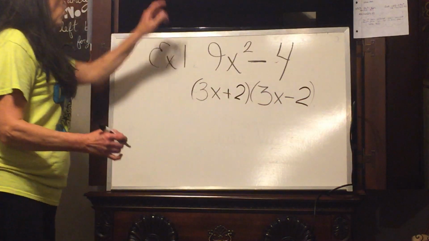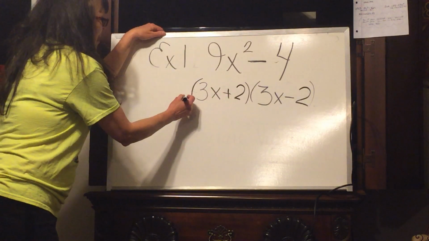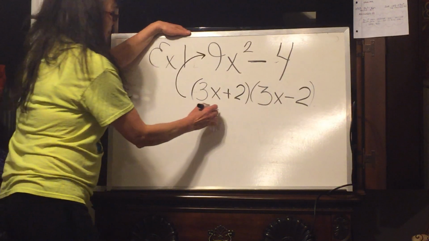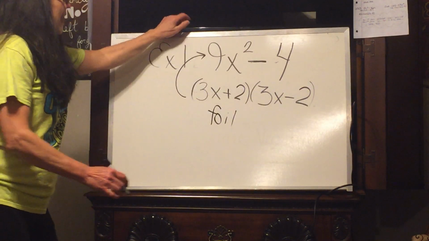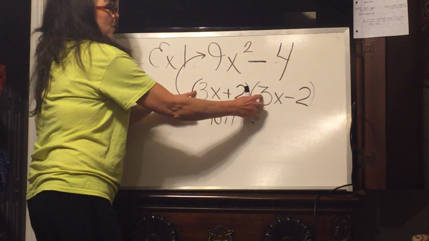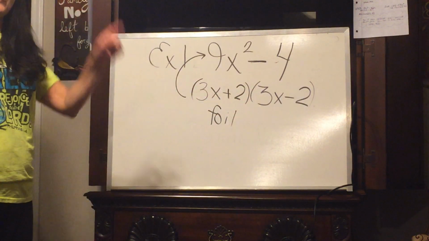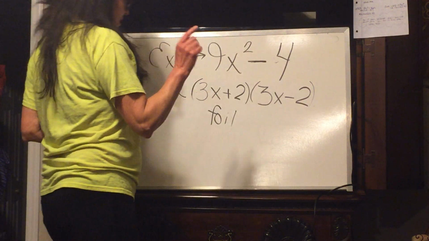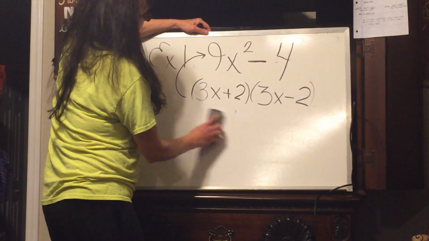Now, look, what kind of method could you use to get back to the problem? Yep, it's one of my favorites. It's called the FOIL method. And when you multiply the first ones, you multiply the numbers, you would add the exponents. Okay, any questions about that? Well, let's do another one.